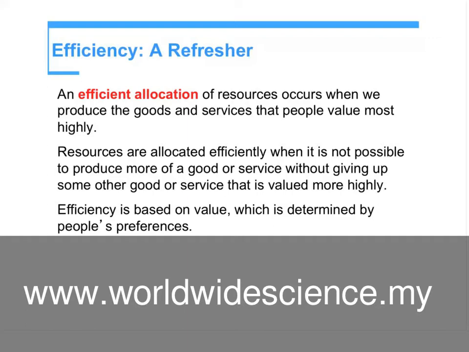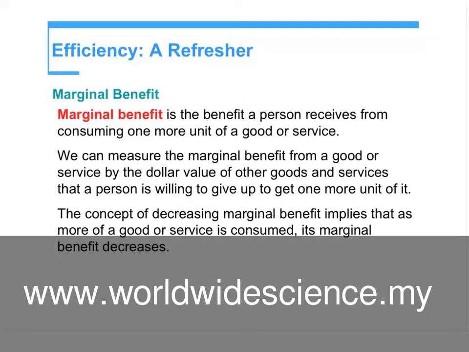What is marginal benefit? We have talked about marginal cost and all that, but now we want to talk about marginal benefit. The marginal benefit is the benefit a person receives from consuming one more unit of a good or service. So we can measure the marginal benefit from a good or service by the dollar value of other goods or services that person is willing to give up to get one more unit of it. So the concept of decreasing marginal benefit implies that as more of a good or service is consumed, this marginal benefit decreases. We have discussed that before.